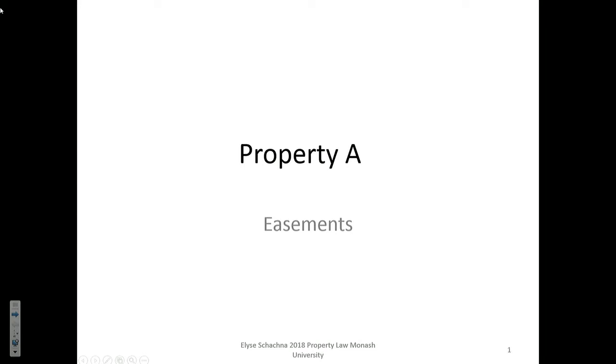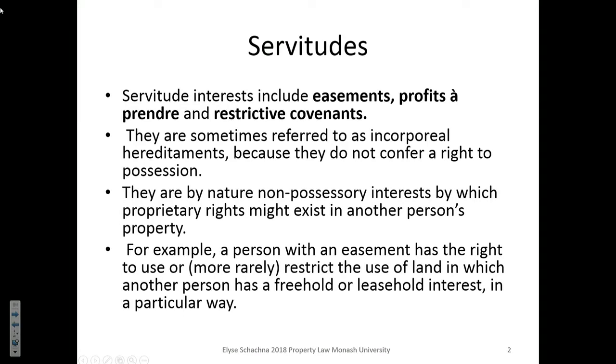So, as I mentioned, servitudes are sometimes referred to as incorporeal hereditaments because they do not confer a right to possession. They are by nature non-possessory interests by which property rights might exist in another person's property. For example, a person with an easement has the right to use, or more rarely restrict the use of, land in which another person has a freehold or leasehold interest in a particular way. Now, when we talk about restrictions, these are negative easements and they are not examinable. We focus on positive easements. Okay?